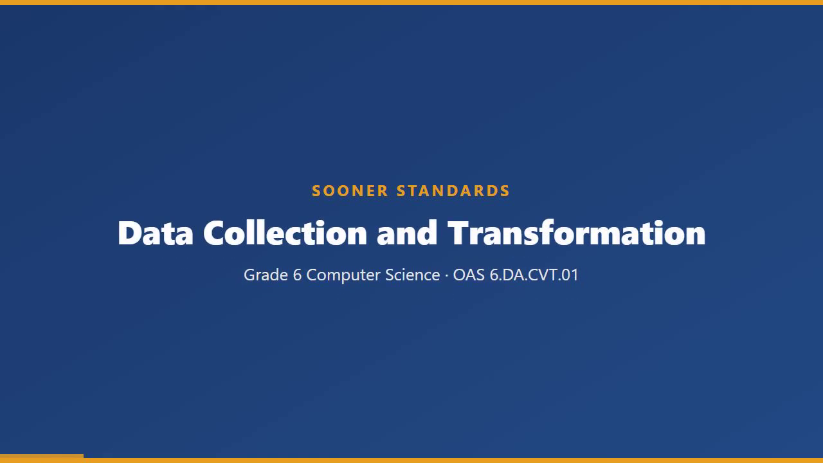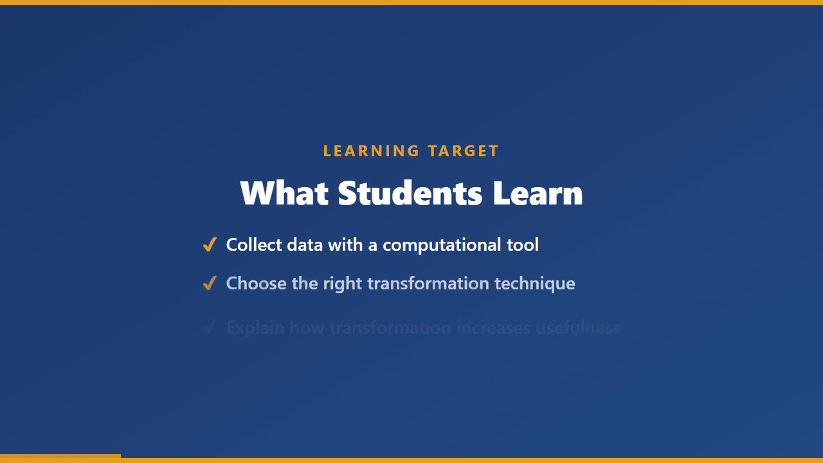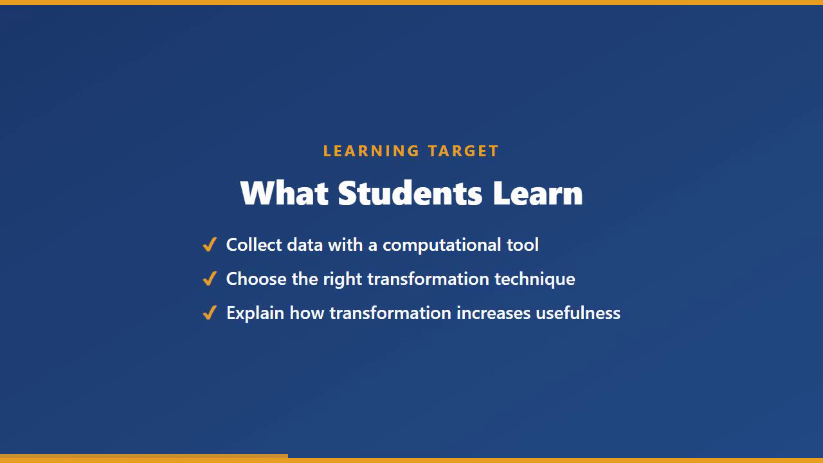From Sooner Standards, Data Collection and Transformation with Computational Tools, a complete Grade 6 computer science unit for Oklahoma Standard 6DACVT01. Students learn to collect data using a computational tool and transform that data through sorting, filtering, aggregating, visualizing, or cleaning to make it more useful.